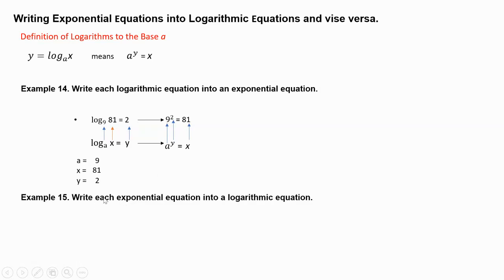Now, this is example 15. Now we're going the other way. They're going to give you an exponential equation. You have to put it in logarithmic form. So again, right, my a is 5, my y is 3, and my x is 125.